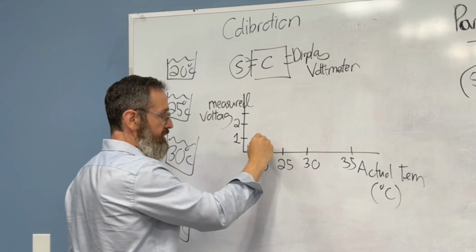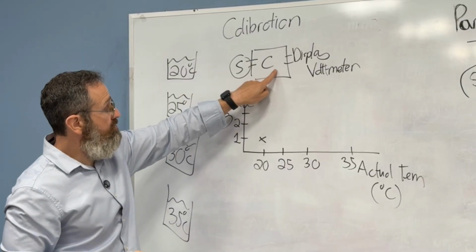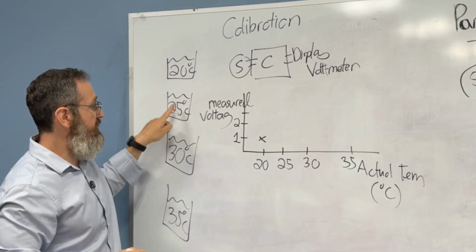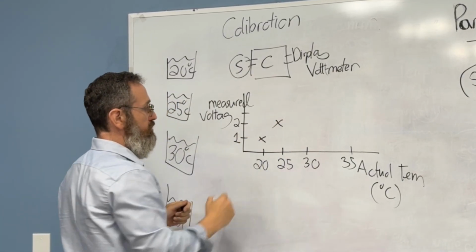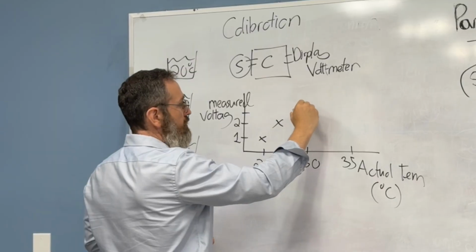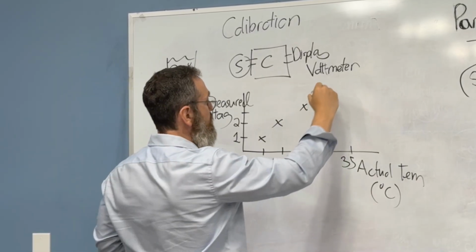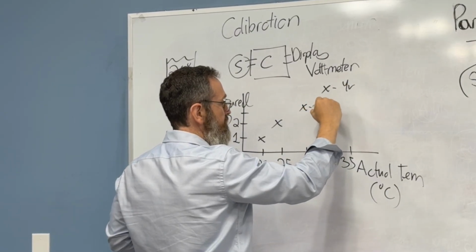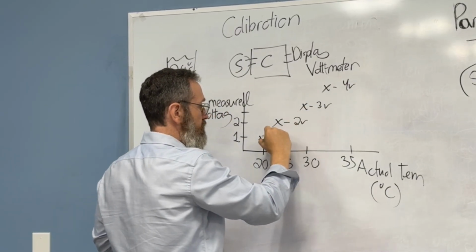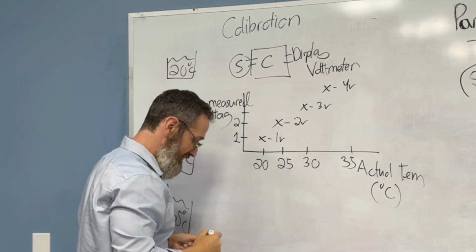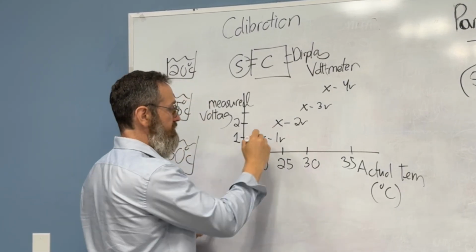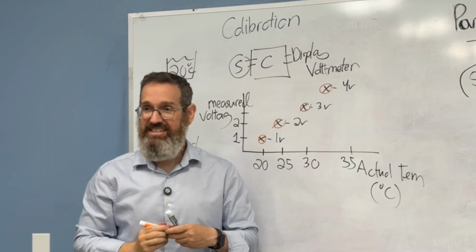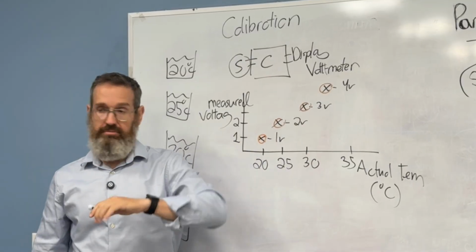You measure a value here, meaning when you took your device into here, you measured 1 volt. When you put your sensor in here, you measure 2 volts. When you put your sensor in here, you measure 3 volts. And when you put your sensor in here, to be clear, this was 4 volts, 3 volts, 2 volts, and 1 volt. These were measured points. This is, in essence, a calibration.